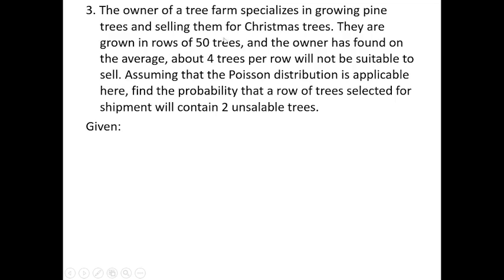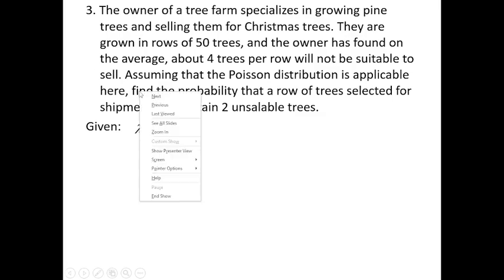Okay? So therefore, what is my mean? Or should I say rows of 50 trees? Okay? So for every row, there will be 50 trees. And the owner has found on the average about 4 trees per row will not be suitable to sell. Okay? So 4 trees per row will not be suitable to sell. That's why lambda is equal to 4. Okay?